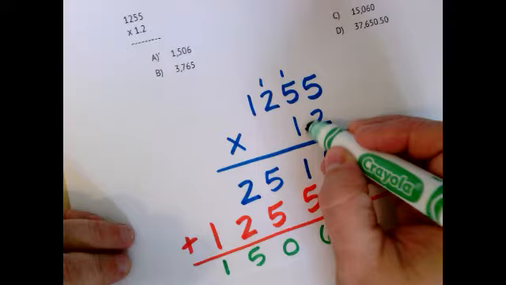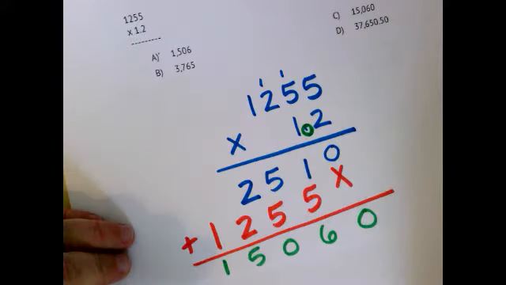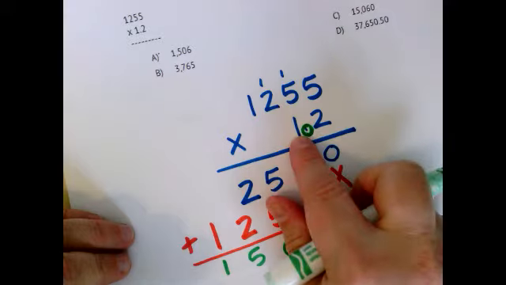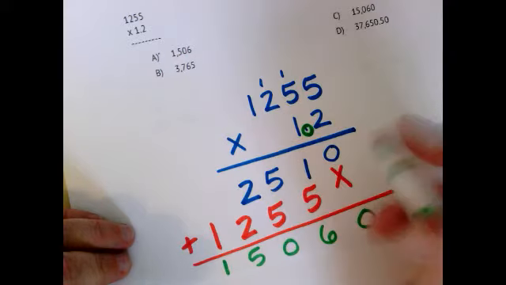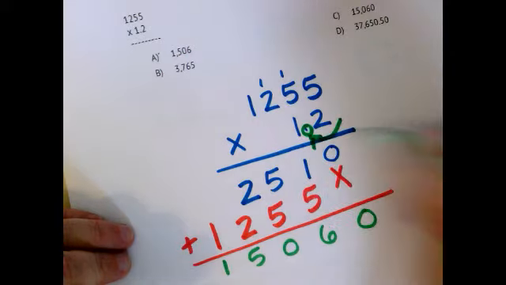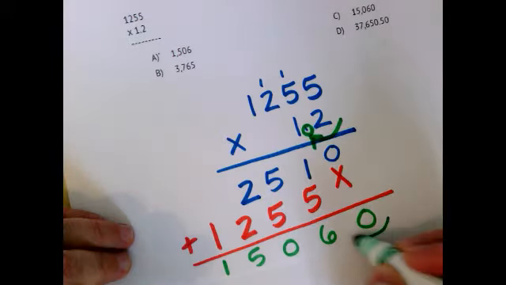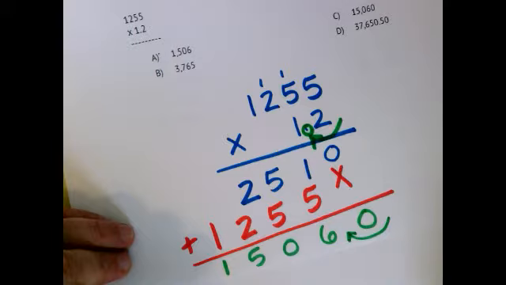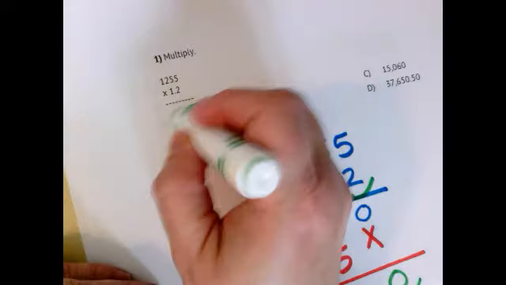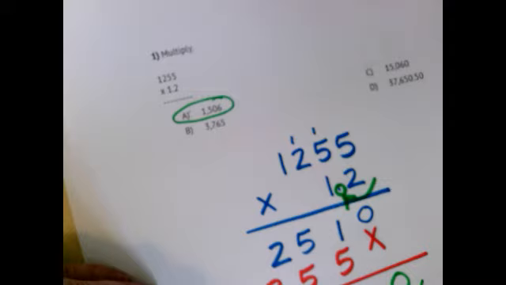I see up here that my decimal is in between the whole number and the tenth here. So my decimal is one place over. So in my answer, I'm going to need to move that decimal one place over. So my final answer would be 1,506, which was answer choice A.